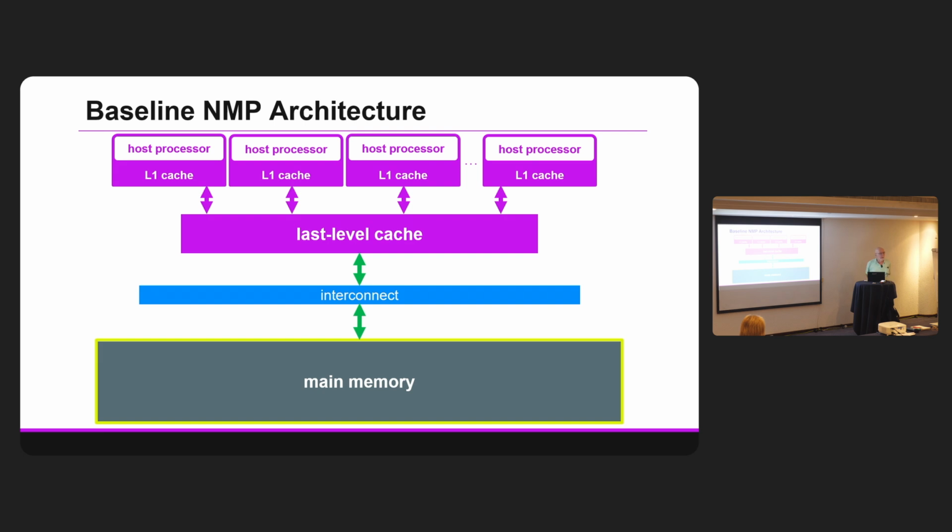So here's the baseline architecture. This is kind of standard computer architecture. At the top we have a bunch of host processors, cores. They have their private L1 caches. What's important is they have a large or medium-sized last level cache that they all share. So as long as your data lives in last level cache, then you're going to perform reasonably well.